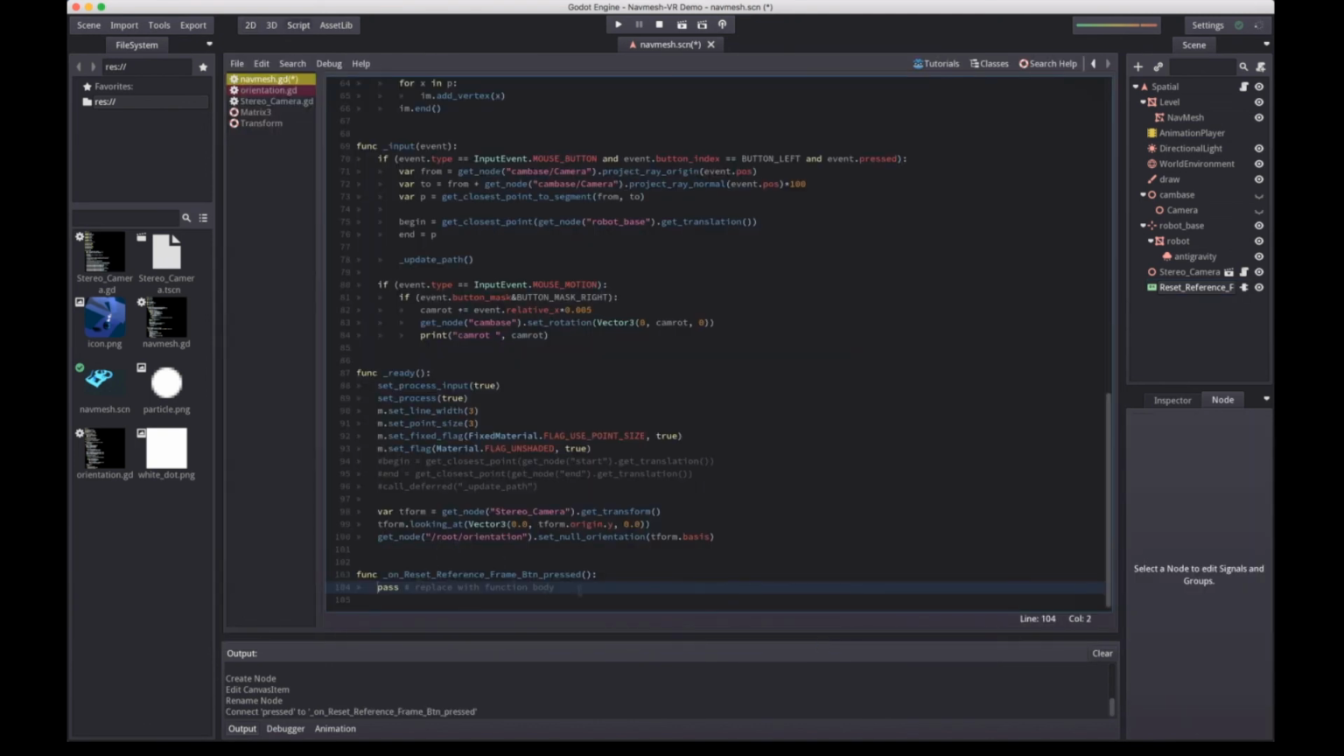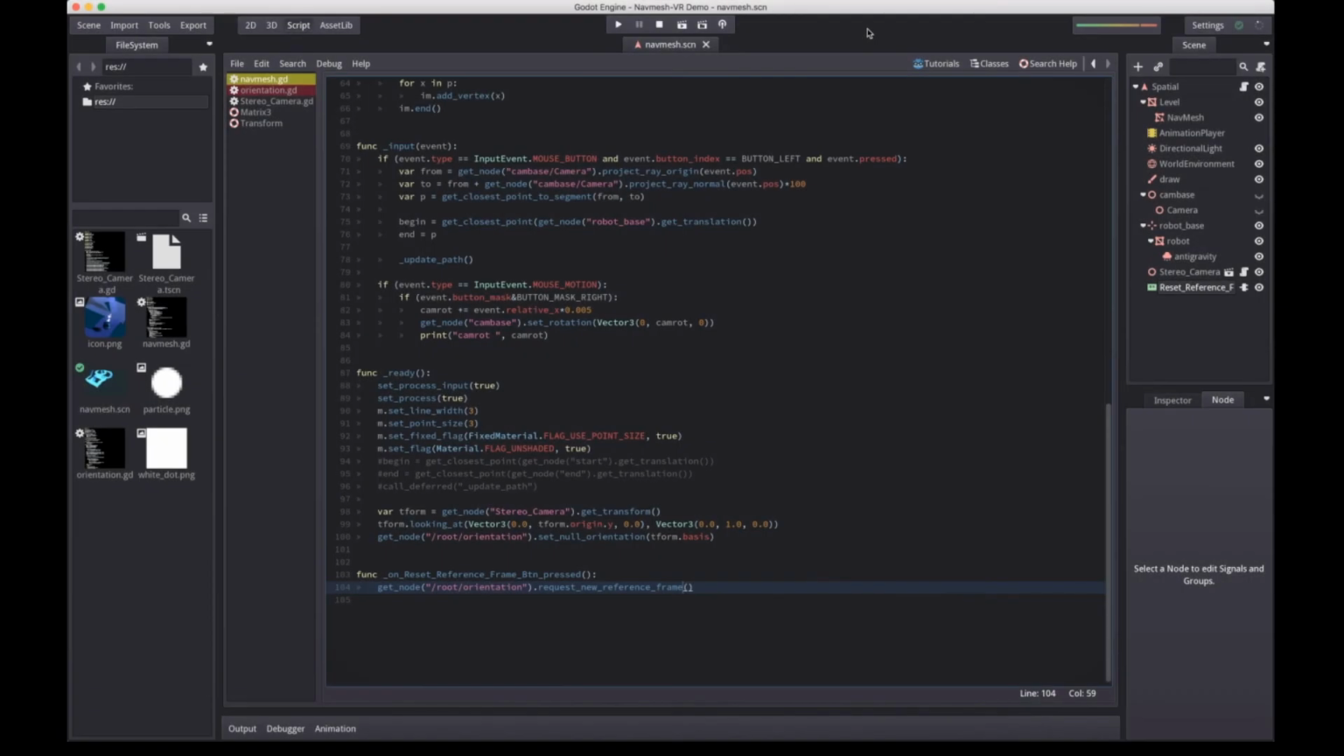There we go. And all we need to do here is again get our root orientation node and request reference frame. I believe we called that function. We just need to request our reference frame. So in theory this should work. I'm going to export this out to my iPhone, and we'll be right back.